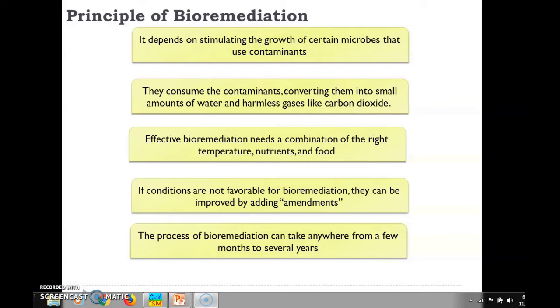So there are several factors which affect the pace and rate of bioremediation. The factors are the size of the contaminated area, the concentration of the contaminant, and temperature. If it is happening in soil, then soil density and soil pH are all matters which will affect bioremediation.